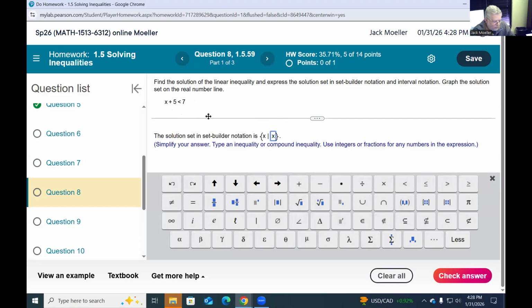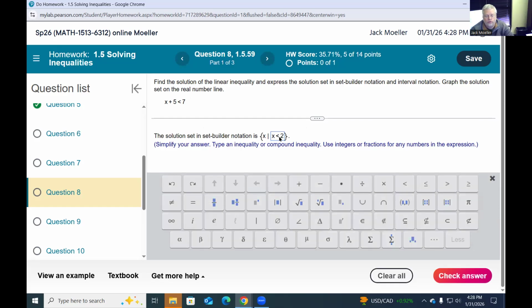Oh, what comma or less than. You can also use your keyboard to get your less thans. All right. So if the set builder notation is throwing you, actually you can kind of ignore that and just put your inequality, solve it, put that answer in the answer box.